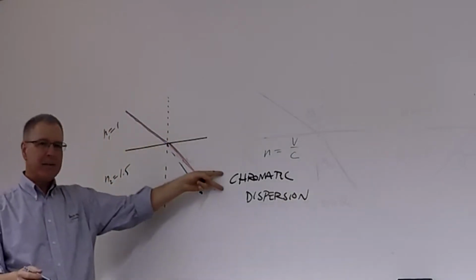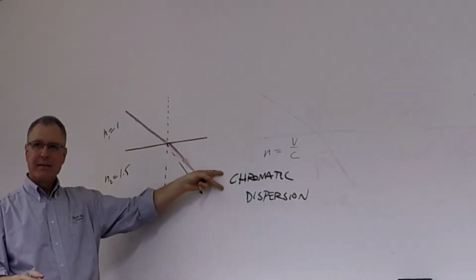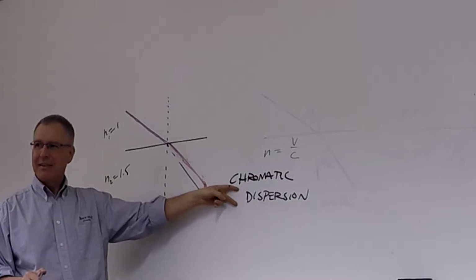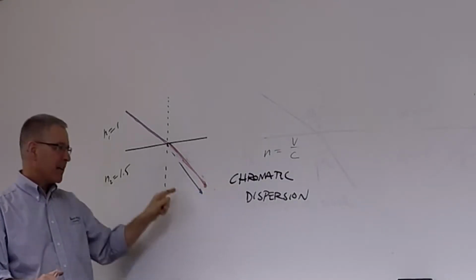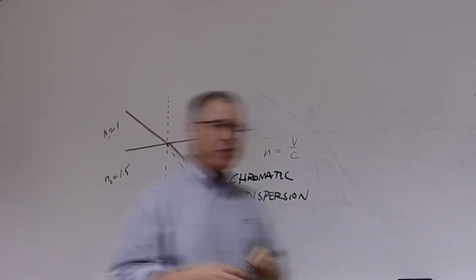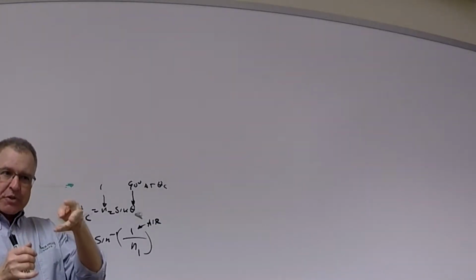Because what's chromatic mean? It's a fancy word for what? Color. What's dispersion mean? That's exactly what this is. It's color spreading. So what you're seeing is chromatic dispersion, color spread apart.